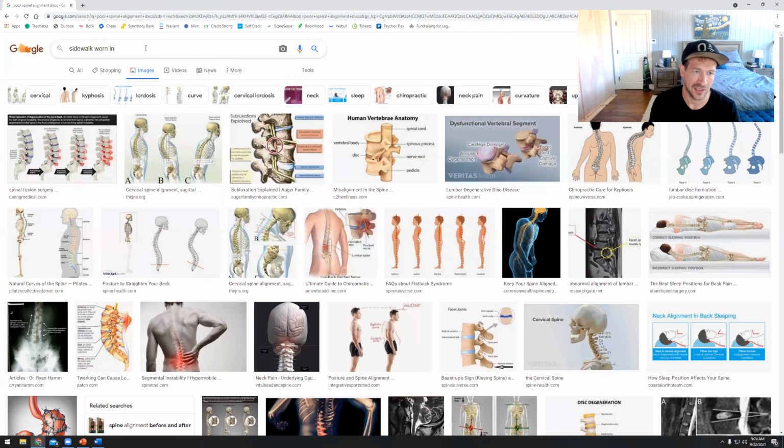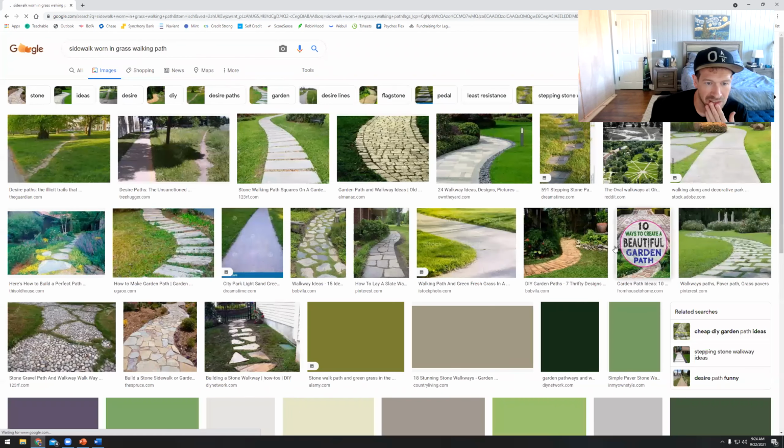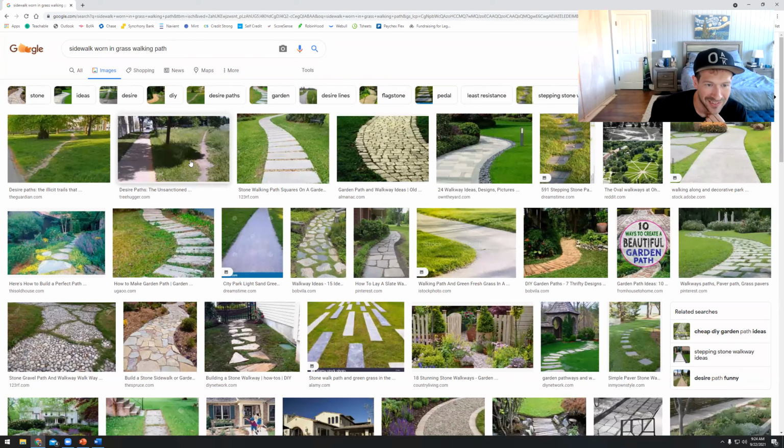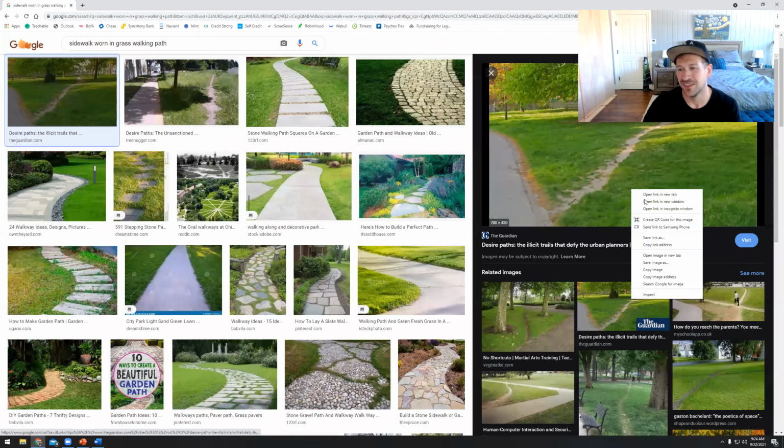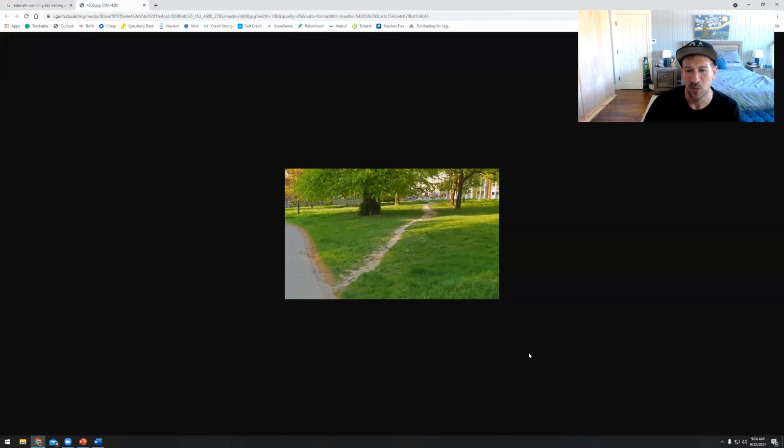Sidewalk worn in grass. Look at this. You can tell well people are going this way. The sidewalk probably goes over here and then this way, but nobody's taking the time to go around. They're just going through here, right? Function again and form, right?